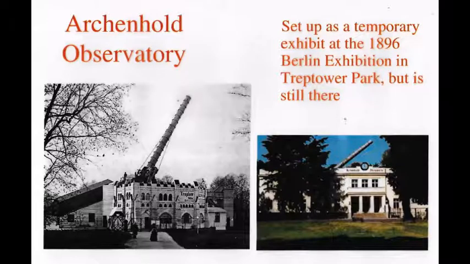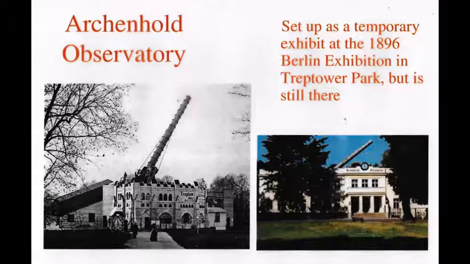So we're back to the Archenhold Observatory, which I've mentioned a couple of times already. This seems to have a property in common with the Eiffel Tower, insofar as it was set up as a temporary exhibition during a larger exhibition, but is still there. Archenhold was a leading light in the Urania Society, as I've just mentioned. But there's ins and outs. I'm not too sure of the actual history of the Urania Society.